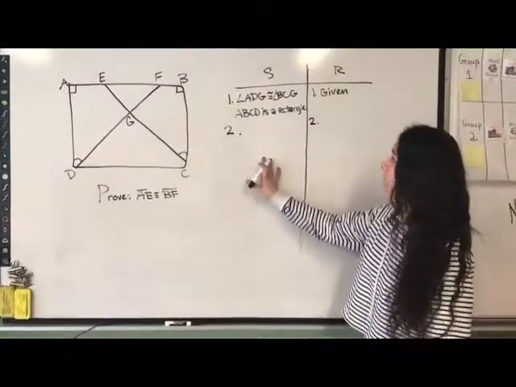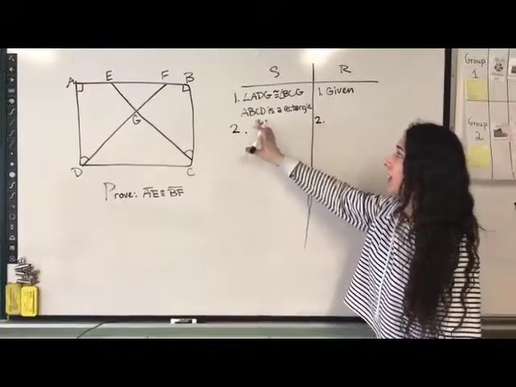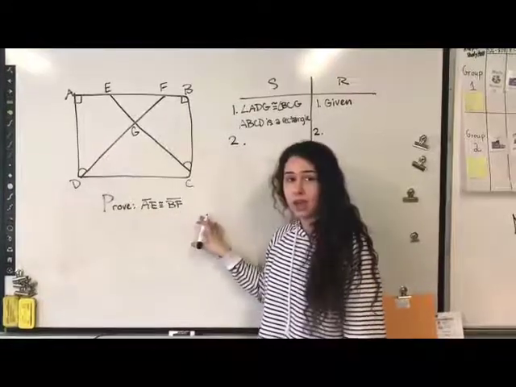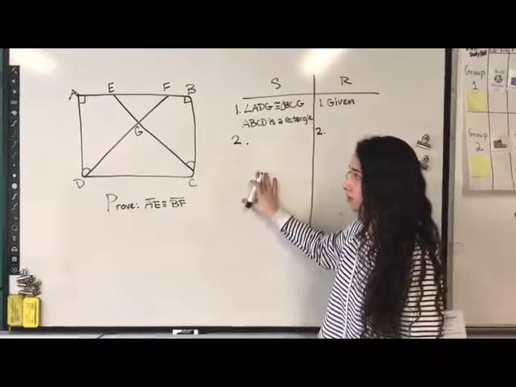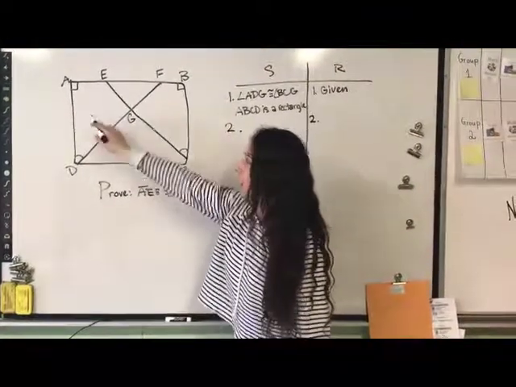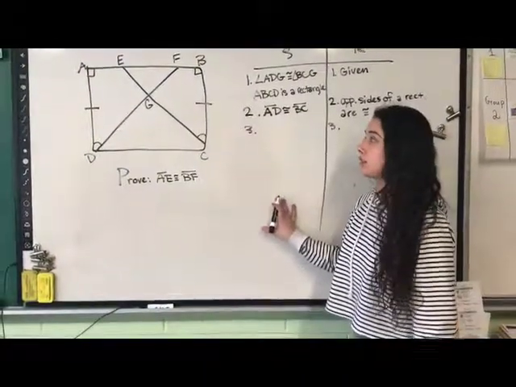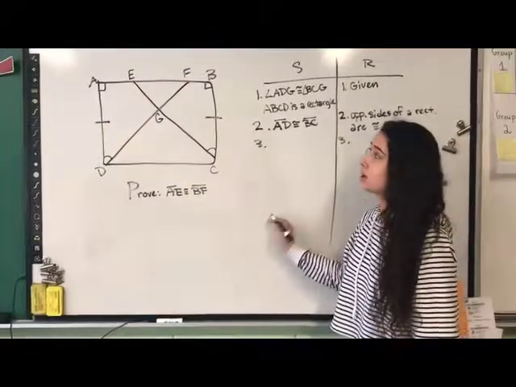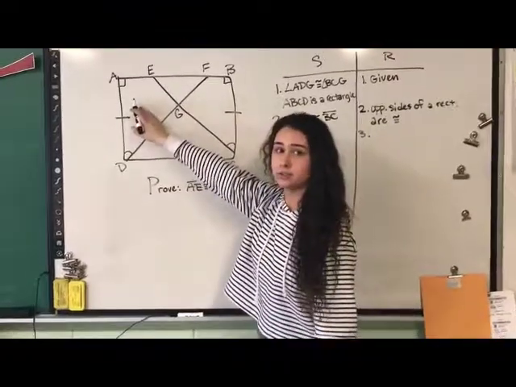So we know that angle ADG is congruent to angle BCG, and ABCD is a rectangle. To prove that AE equals BF, first we have to know the rules of a rectangle. Since opposite sides of a rectangle are equal, AD would equal BC. Now, another rule of a rectangle. Since a rectangle has 4 congruent angles, we know that angle A and angle B are right angles.